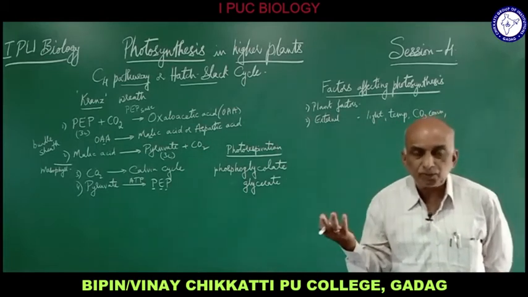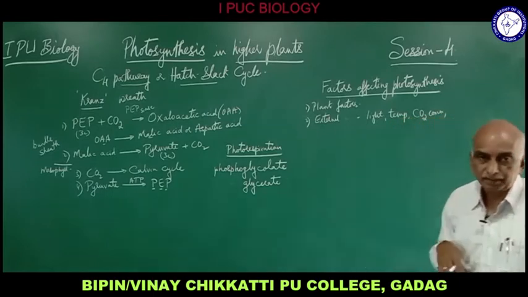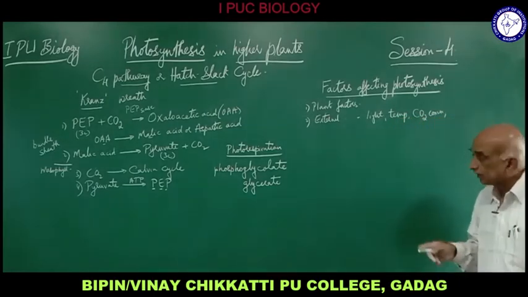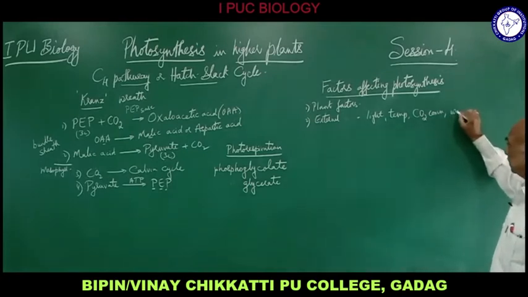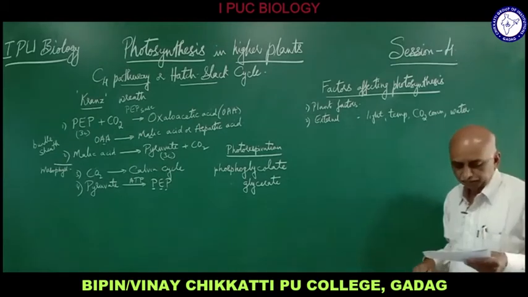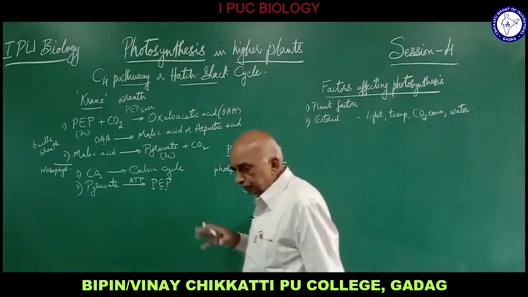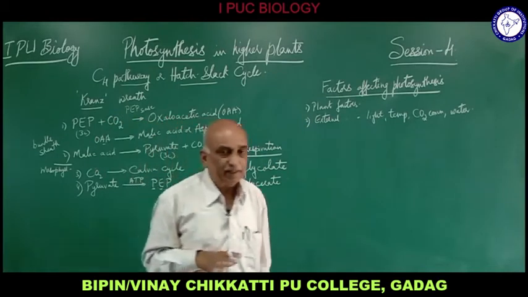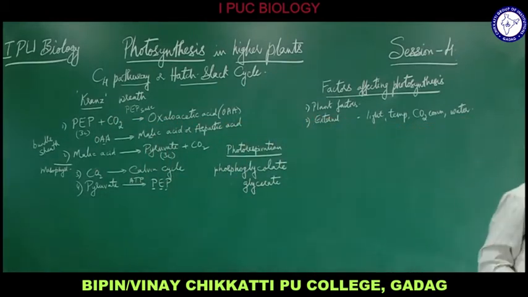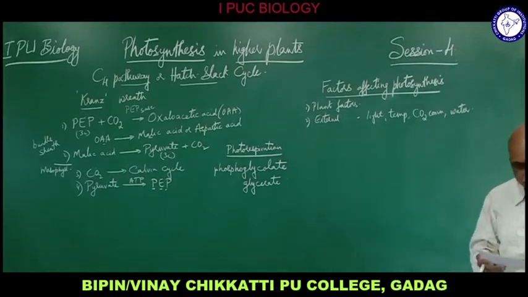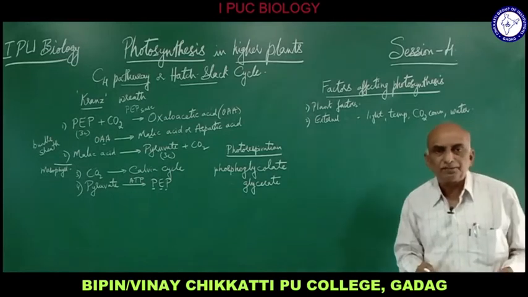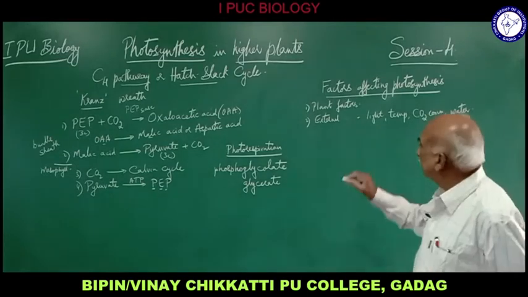Now the CO2 concentration of the environment is normally 0.03%. So that is how it is affecting. Then water is also another important factor. So these are the environmental factors: light, temperature, CO2 concentration, and water, which affect photosynthesis. Now one by one, we shall see how these affect photosynthesis. Now, light.